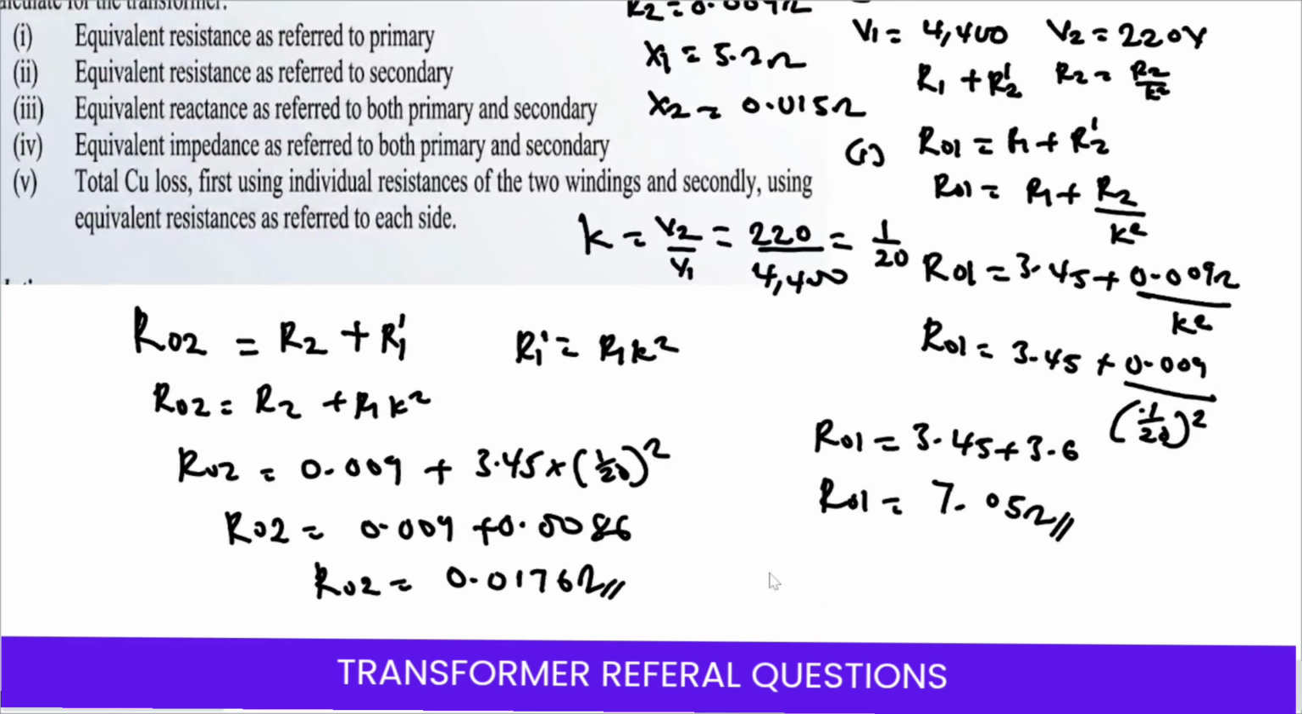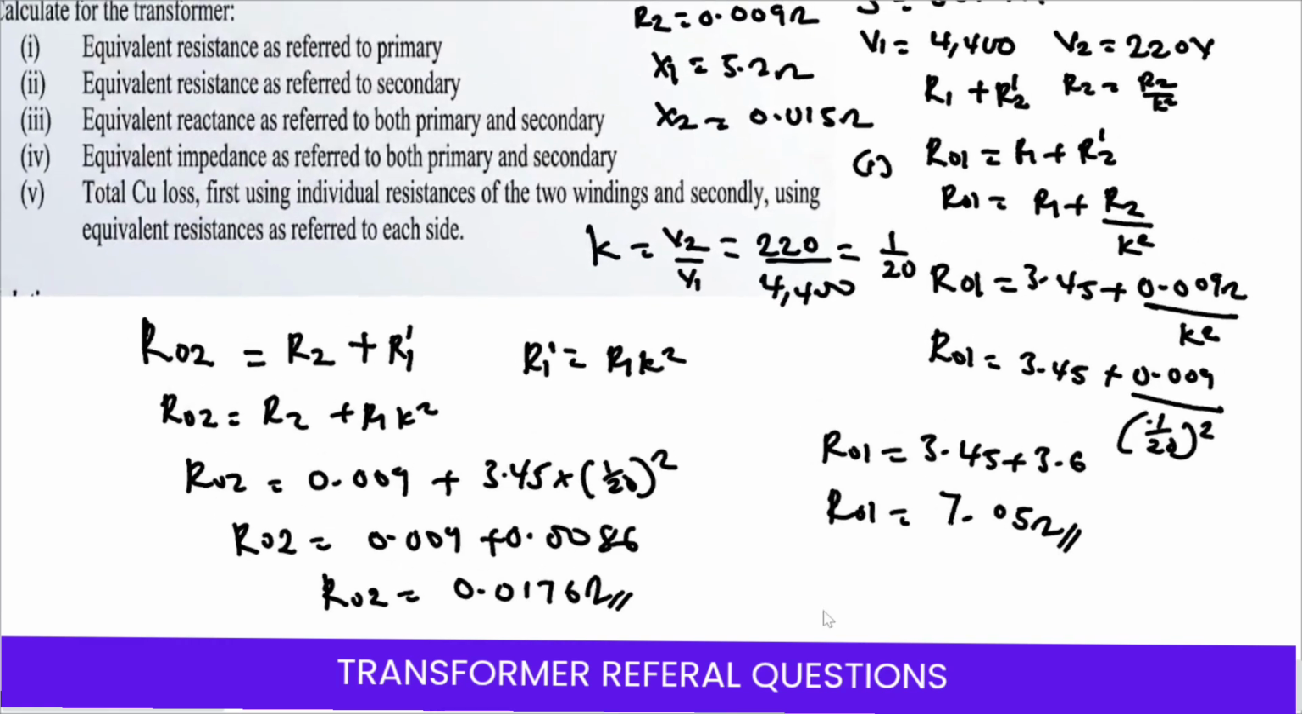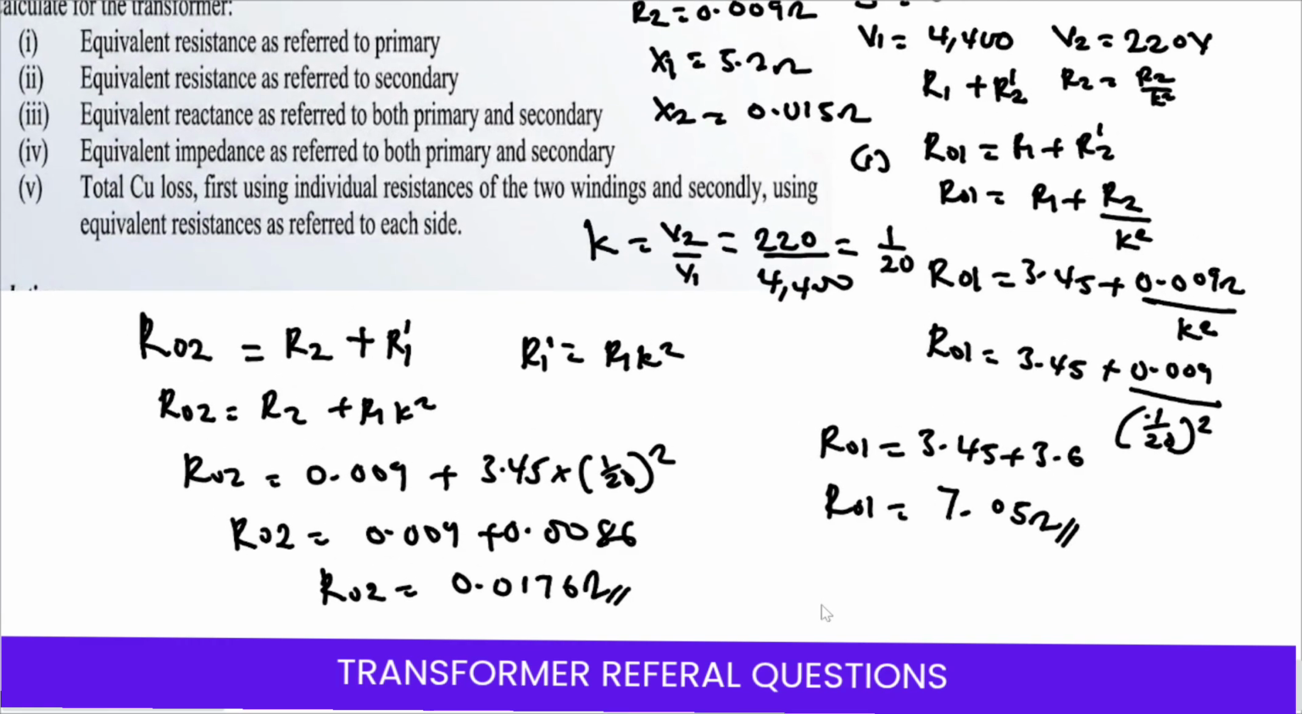Well, let's look at part III. Part III states that we define the equivalent resistance.